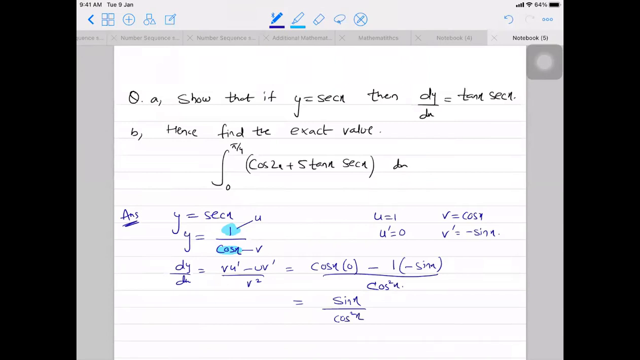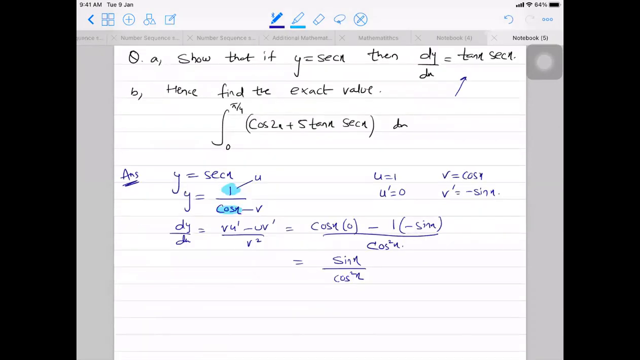But they want us to show that dy by dx is equal to tan x secant x. So I need to just prove this as an identity. You're going to break down cos squared x as cos x into cos x. And if you just remember, sine x upon cos x is tan x and 1 upon cos x is secant x. So this gives you tan x times secant x.